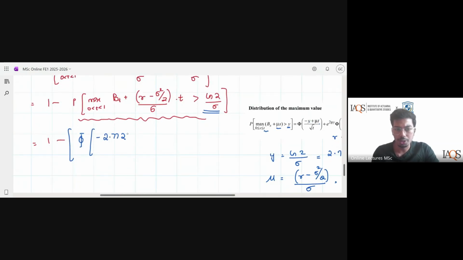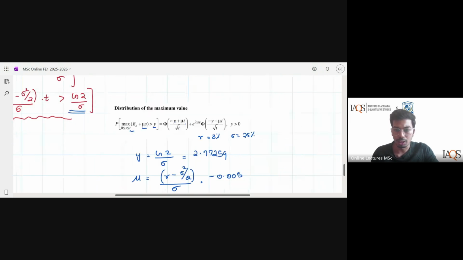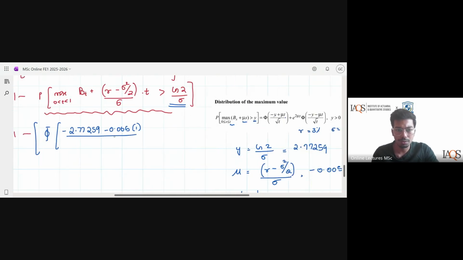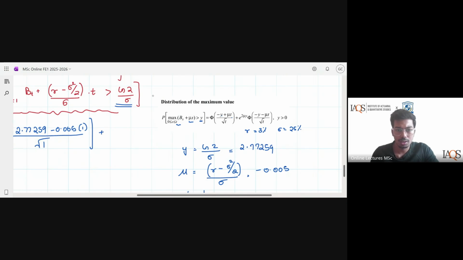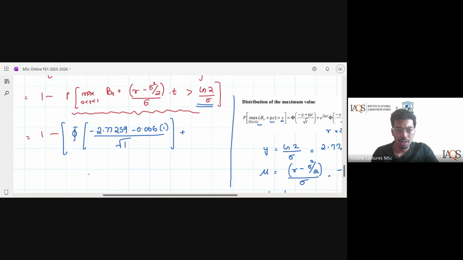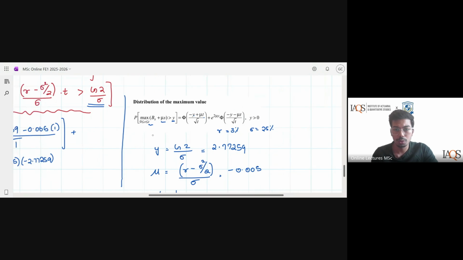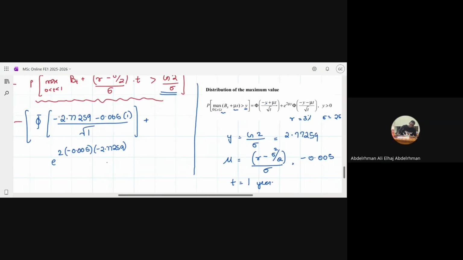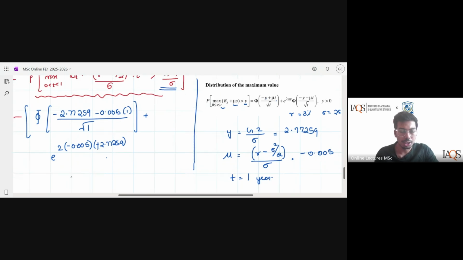So 2.77259 plus mu t. Mu for me is minus 0.005. So minus 0.005, time is nothing but 1, the whole divided by root t, which is root 1, plus e raised to 2 mu y. I know e raised to 2, the value of mu is minus 0.005. The value of y is minus 2.77259. So e raised to 2 mu y into, sorry, y is not minus, it is minus y.